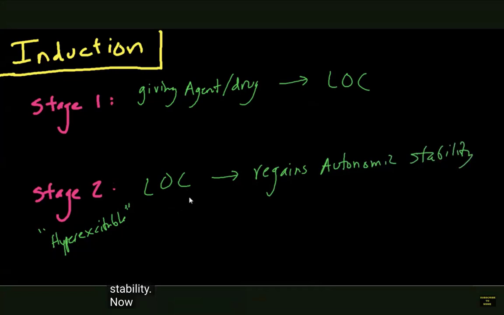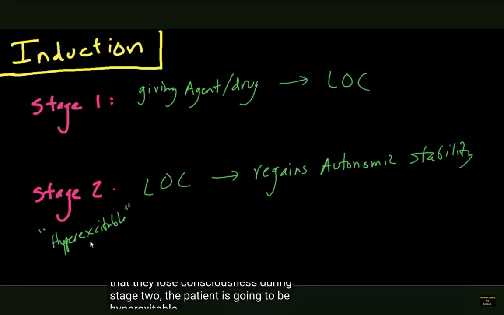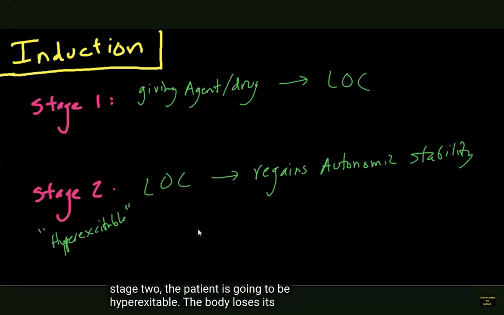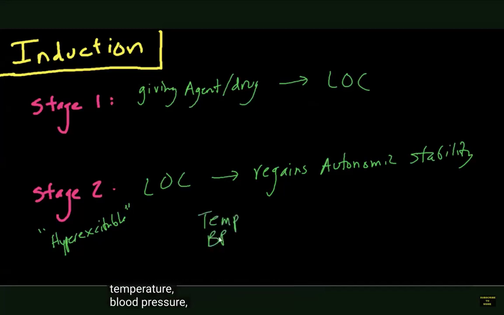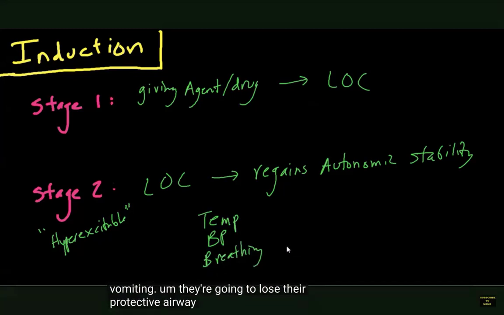Now, by saying they are going to regain autonomic stability means they're going to lose it at some point. By the time that they lose consciousness, during stage 2, the patient is going to be hyperexcitable. The body loses its ability to regulate the autonomic system as well as it would without anesthesia, meaning the body will partially lose the ability to maintain temperature, blood pressure. The breathing becomes irregular. They may have GI issues such as vomiting. They're going to lose their protective airway reflexes.